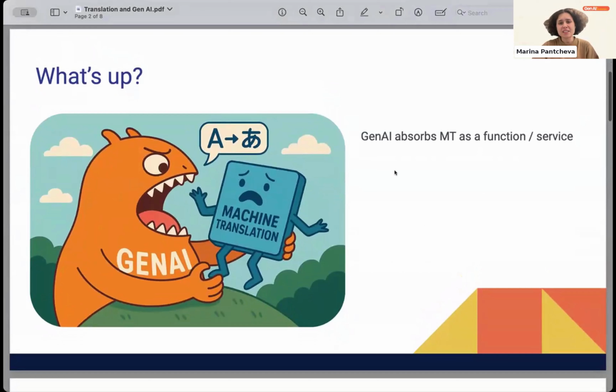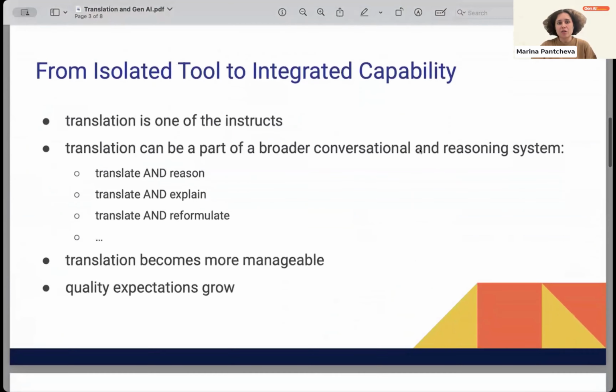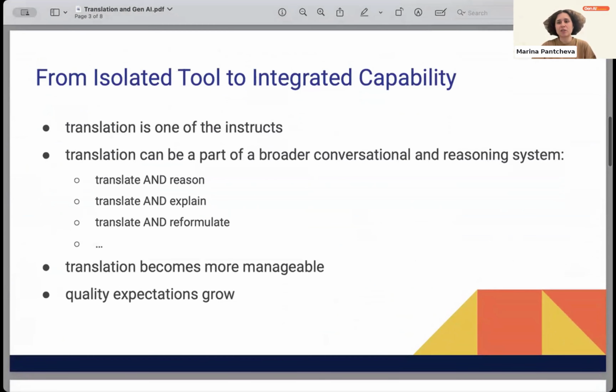So what's up? We see that GenAI absorbs machine translation as a function and as a service. So it's not something dangerous, I guess. It's a new reality when large language models try to cover all the functionality, and especially machine translation as a very necessary task for any person in the global world. So that's why we started thinking about what to do with all of this, because machine translation went from an isolated tool to an integrated capability. Translation actually becomes one of the instructions for LLMs. You now need to tell the LLM to translate, and you can formulate this prompt.